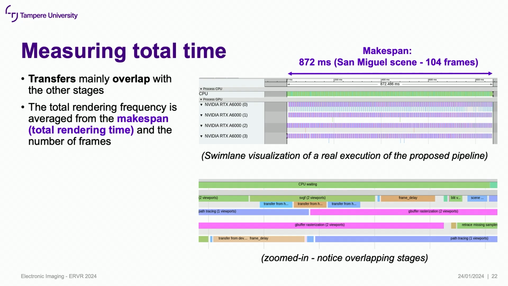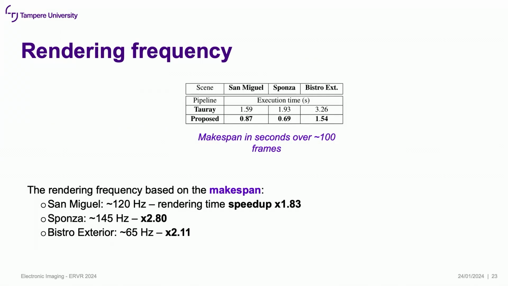Now we want to measure the total time, because in the table before there was not any total rendering time. The thing here is that some stages are overlapping. As you can see in the figure in the bottom right, the data transfers are overlapping with the SVGF. So in order to calculate the rendering frequency, we based that on the makespan. The makespan is the total time it takes to render all the different animated frames. Basically, we have on average a speed up factor of times 2.25 overall for the three scenes against the baseline.